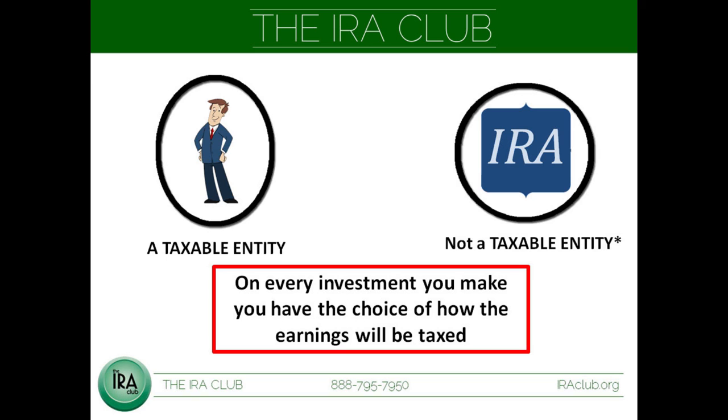And so on every investment you make, you have a choice of how you want the earnings to be taxed. If you own the asset, the earnings will be taxable to you. If your IRA owns the asset, the earnings are either tax deferred or, again, in a Roth IRA, income tax free. And it's up to you where you want to put the investment.